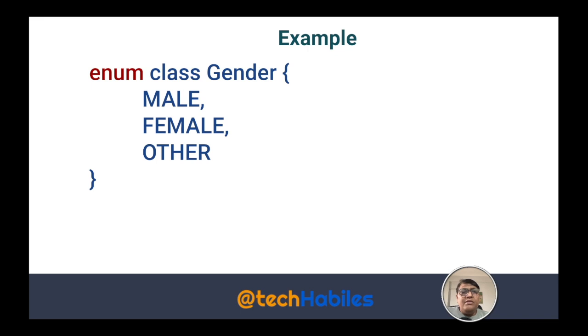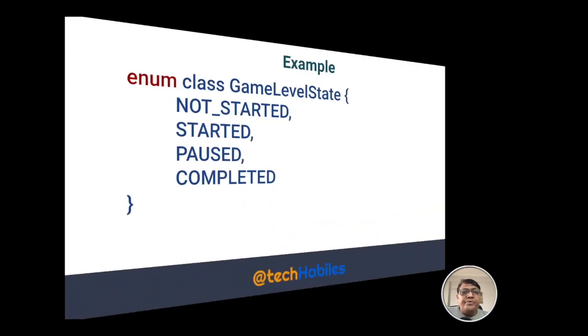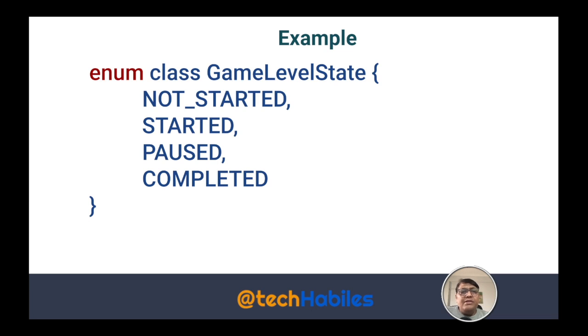Enum class, another example is gender. Gender can be male, female, or others, nothing apart from that, right? So we know at compile time itself what our objects for the gender class are. Similarly, you can have game level state, right? So game level state can have like 4 states: not started, started, paused, or completed. So that is also a good qualifier for your enum class.